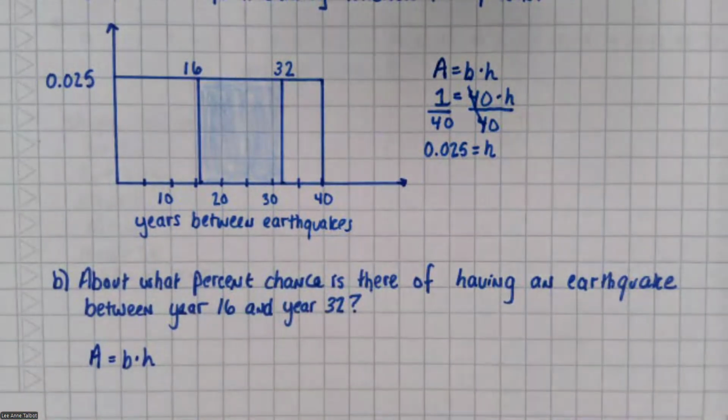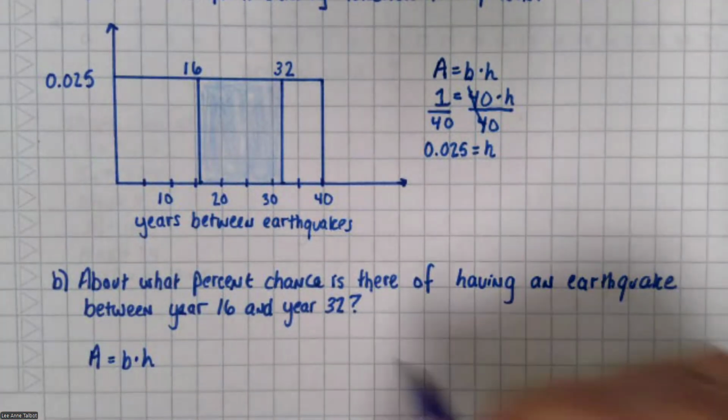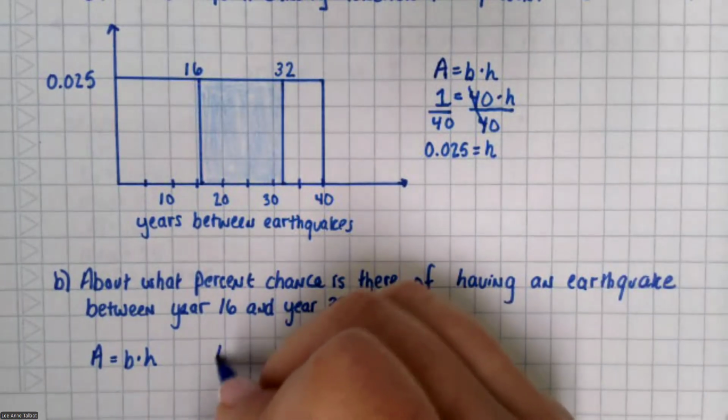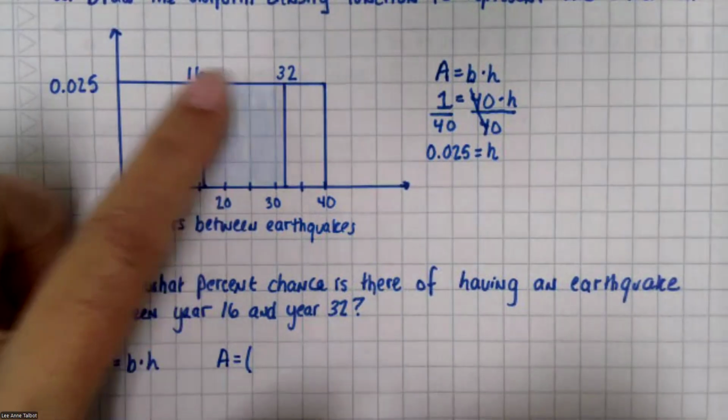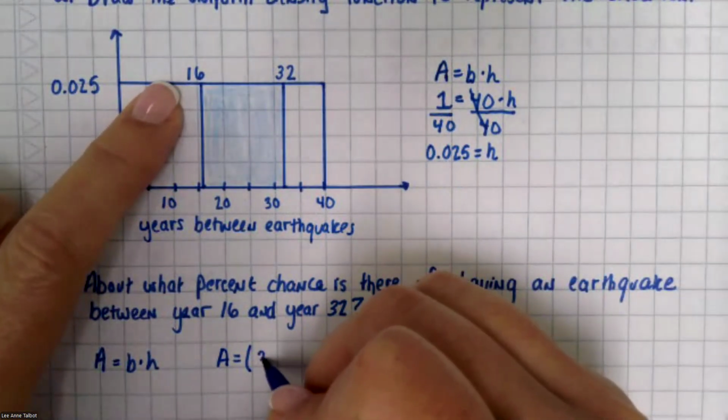there's only one formula that we use for all of these uniform density problems, which is probably why they're not on the AP exam, because it's just not that fascinating. What we want to do is find the area of this shaded region. So area equals, for the base, I'm going to say 32 minus 16.